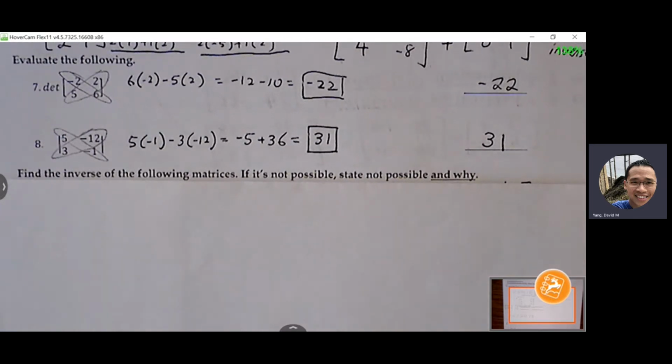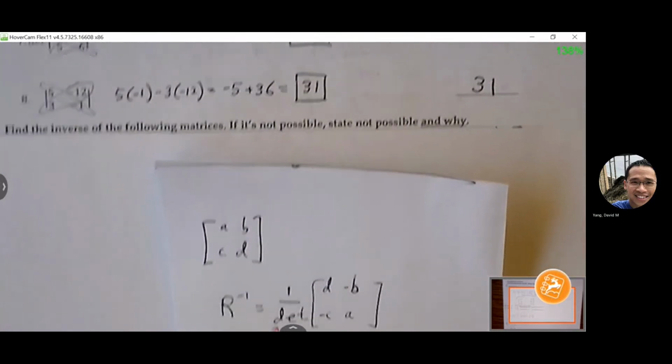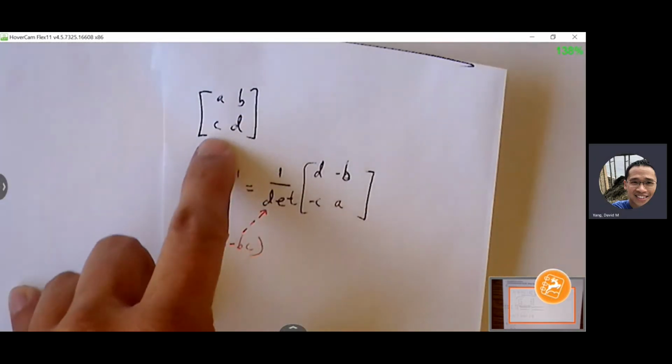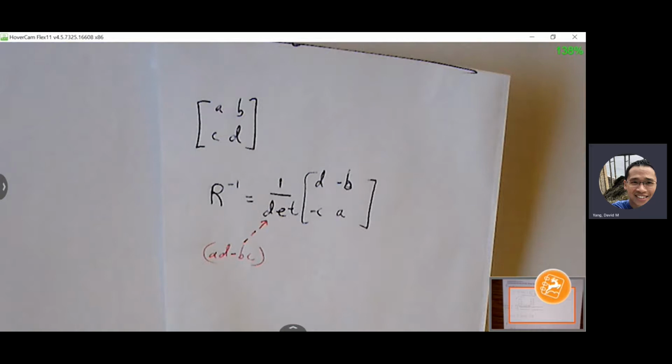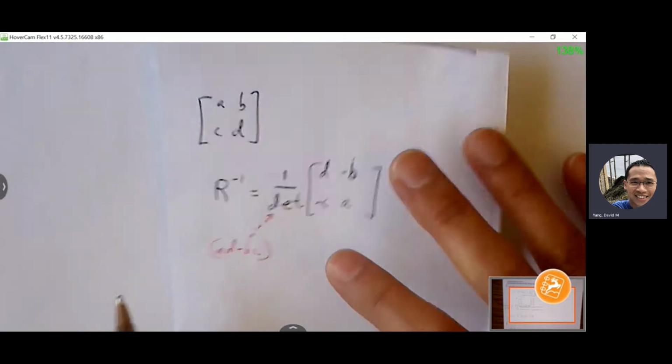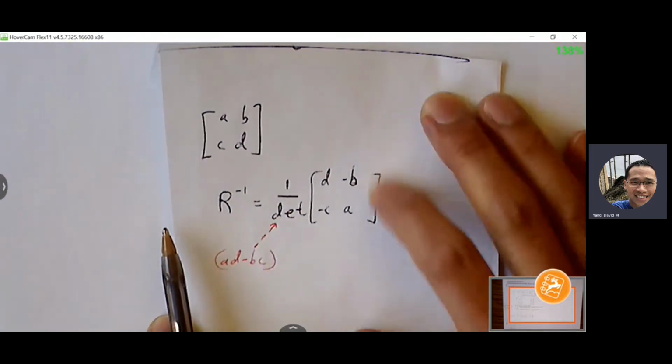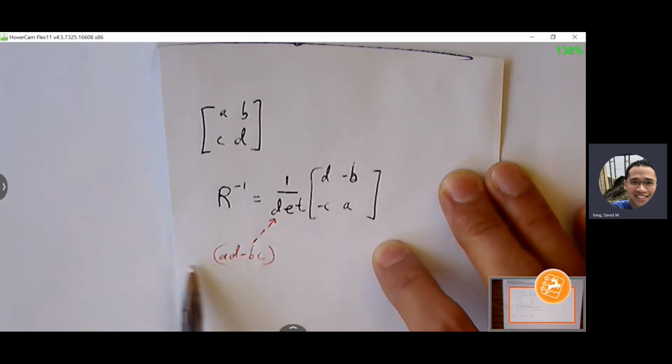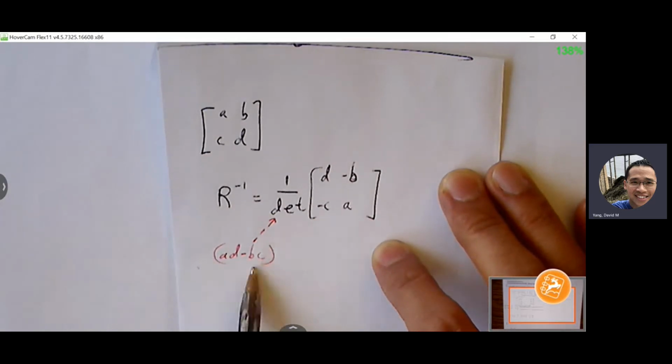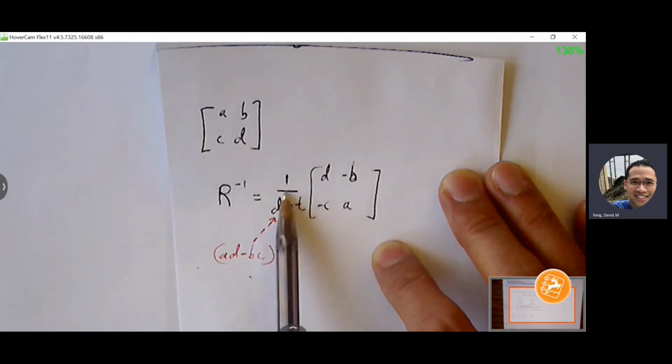So as a reminder, here are the steps to find the full inverse of a matrix. Okay, so let's say you start off with matrix A, B, C, D. What you're going to do is find the determinant first, just like how we did with 7 and 8. It'll come out to be a number, right? AD minus BC. Whatever that number is, that's going to go in the denominator of the fractional value outside of your inverse.